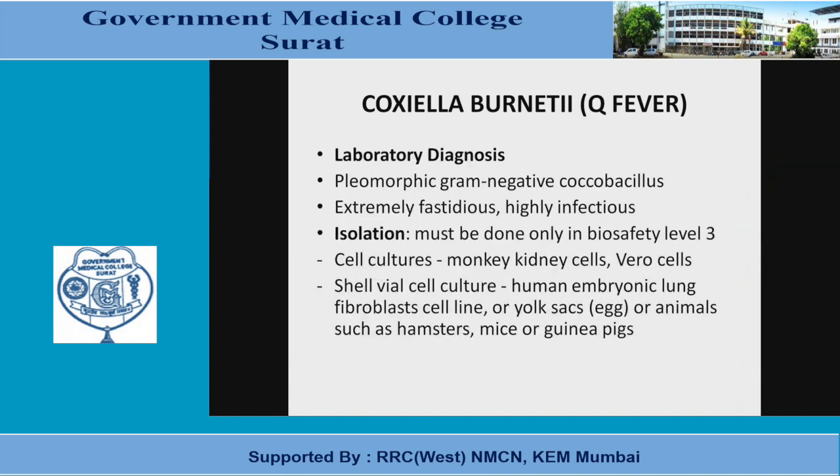So in lab diagnosis, how can we go for the identification? It is a pleomorphic gram-negative coccobacilli, fastidious, highly infectious, must be done in a biosafety level 3 facility. Monkey kidney cell, Vero cell, Shell vial cell culture, human embryonic lung fibroblast cell line, yolk sac, animals such as hamster, mice or guinea pigs can be used.